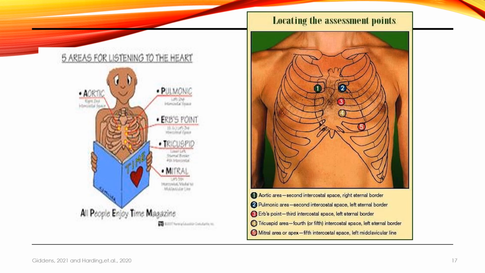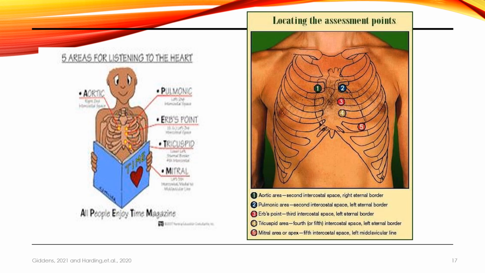where you listen in between the ribs, okay, the intercostal spaces. All right, so here is your aortic up here at that second intercostal space. Here is your pulmonic. Again, we're at that second intercostal space, but now we're on the left side of the sternum, okay? And then Erb's point, we come down to the third intercostal space. Then we come down to our tricuspid, which is our fourth or fifth intercostal space.